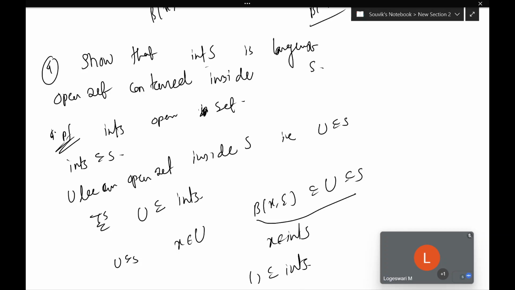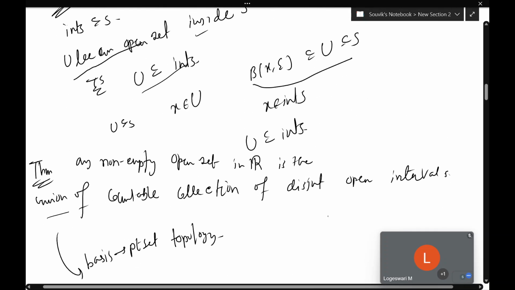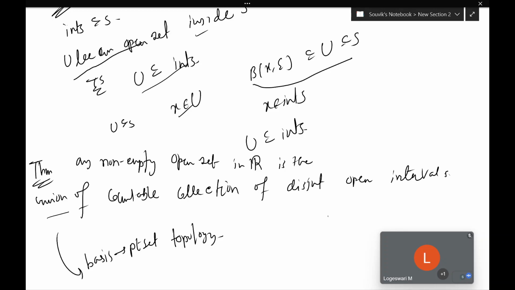So we need to check that it's the largest open set contained inside S. So we take any open subset U inside S. Since x is in U and U is open, B(x, epsilon) is also a subset of S. So x belongs to the interior of S. That's how U is a subset of the interior of S. So the interior of S is the largest open set contained inside S.